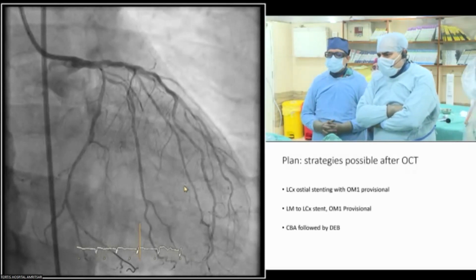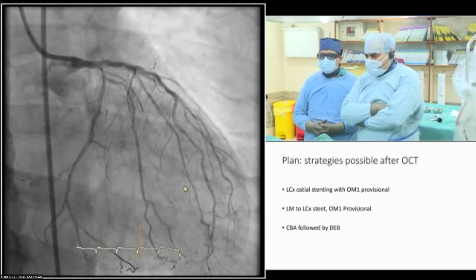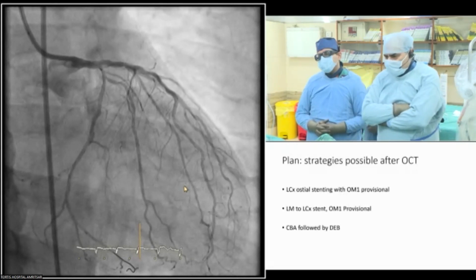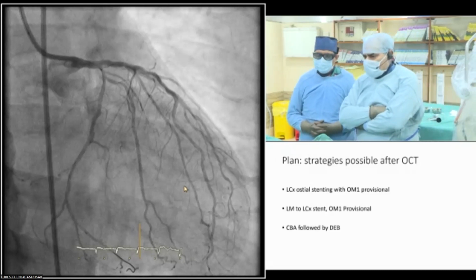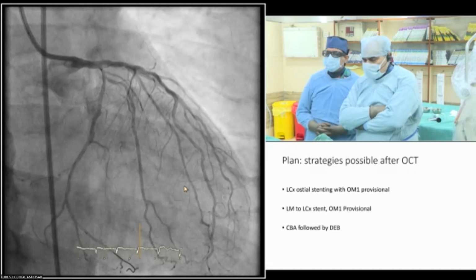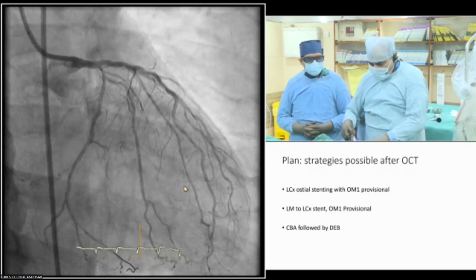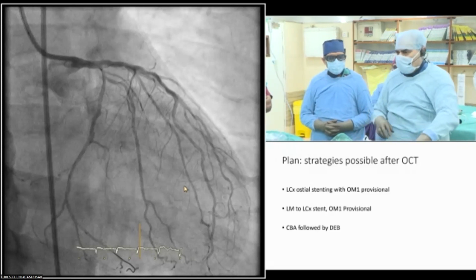So in that, what would be your choice? See, Dr. Arun Chopra, the second choice is definitely not in my picture. Agreed. The first one is okay, the third one is okay. If at all I'm doing the third one, I will use a cutting balloon. That's what he's saying: cutting balloon angioplasty followed by a drug-eluting balloon, DEB. Cutting balloon followed by a DEB is actually the best option.